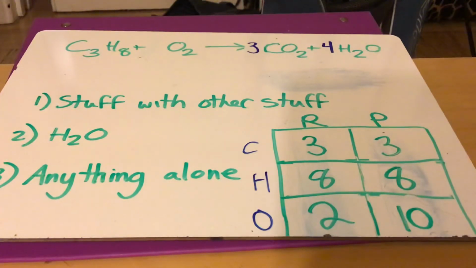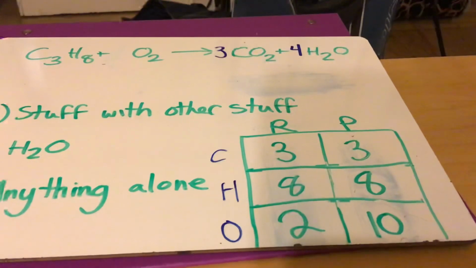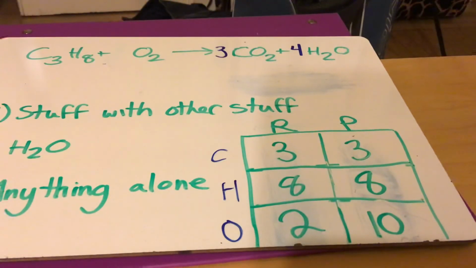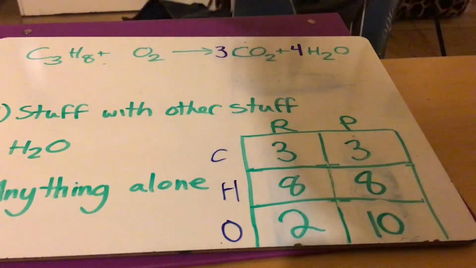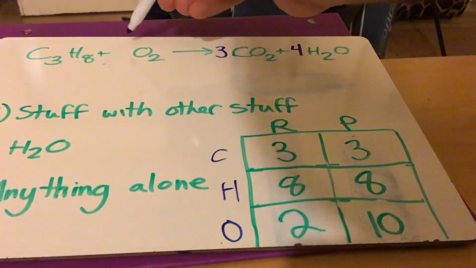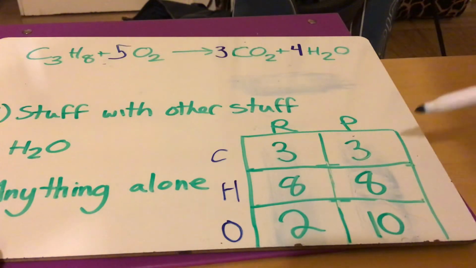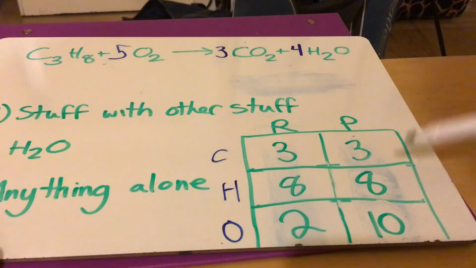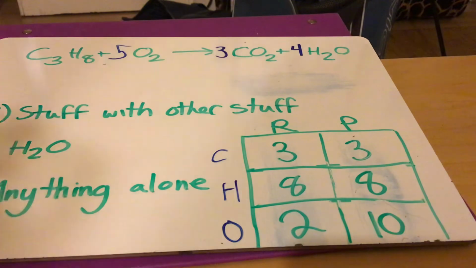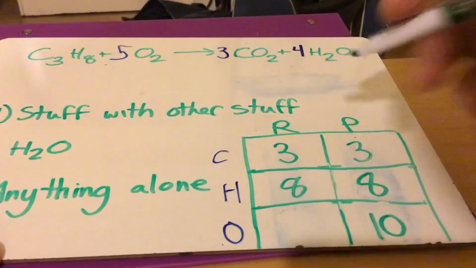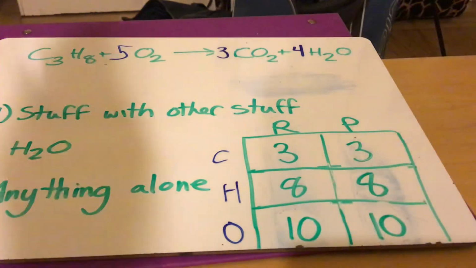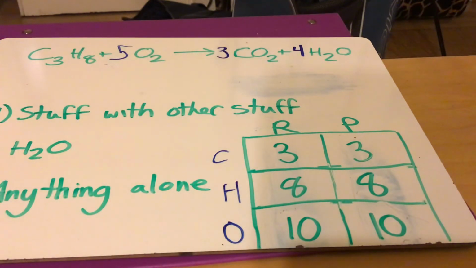Now you can see why we saved oxygen, the one that's alone, until last. Because now we can just change the number of oxygens on the left side, and I'll go ahead and put that 5 there, since we need 5 times as much oxygen as we have. And when we do that, we're not messing with the carbons and the hydrogens that we just worked hard to balance. Well, not that hard, but we did it. And so now all that's changing is the oxygen, and all of the elements are balanced.